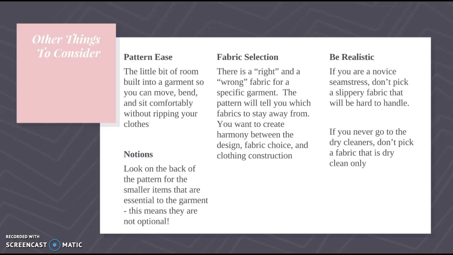If you never dry clean and you know it's not your thing, you don't want to pick something like that. The last thing that I don't want you to forget is the notions. You need to look on the back of the pattern and see those smaller items that are essential to the garment. If they're on the pattern, it means they're not optional. So make sure that you're getting those notions so you can have them on hand when you're in the middle of sewing.